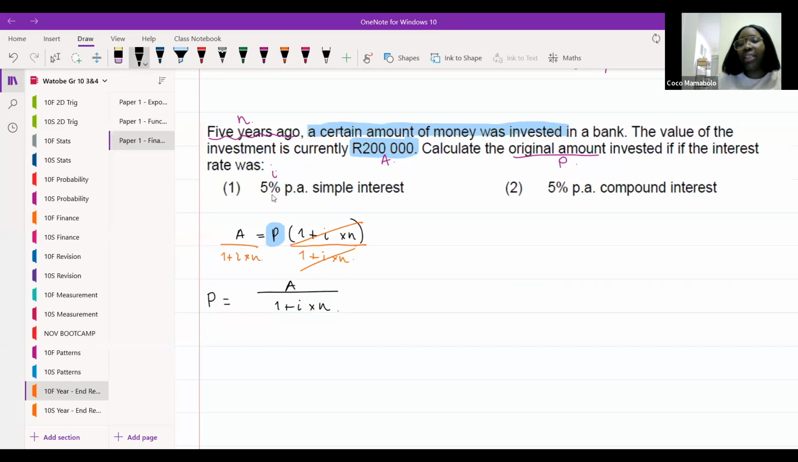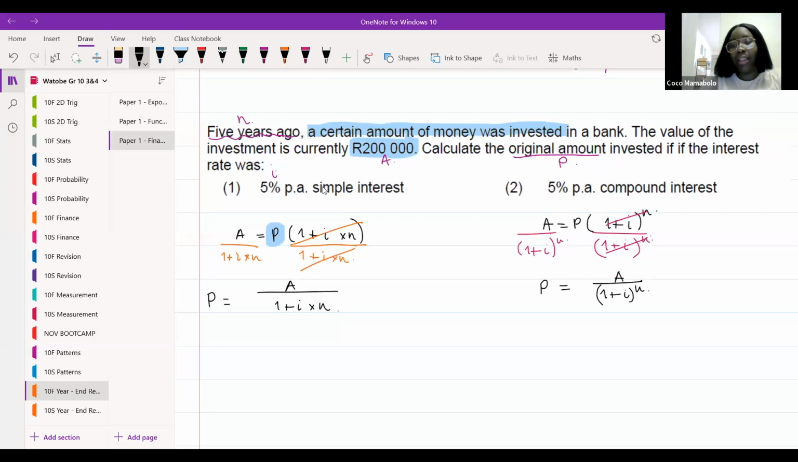Okay, that's going to be the same for your compound interest because you're going to get A is equal to P, open brackets, 1 plus I to the power of N. If we want P on its own, we're going to divide on this side also by 1 plus I all to the power of N, this side as well, 1 plus I to the power of N. That means that for my compound interest, P is also equal to A over everything that was in that bracket over there.